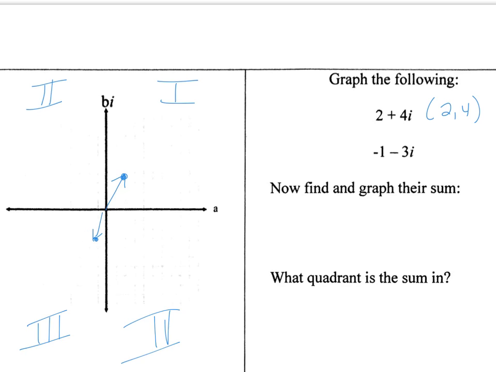Okay, now we want to graph their sum. So we have to first add them. So 2 plus 4i, negative 1 minus 3i. Let's add them up. 1 plus 1i. There you go. So what quadrant is this in? Well, it's in quadrant 1. There's the sum. And they're really talking about that point.